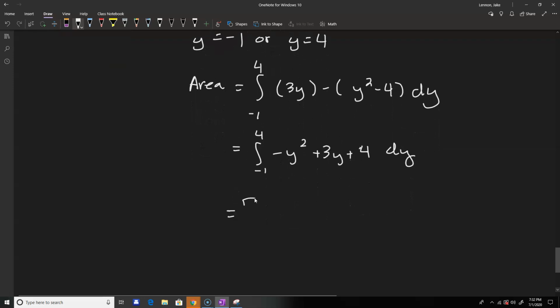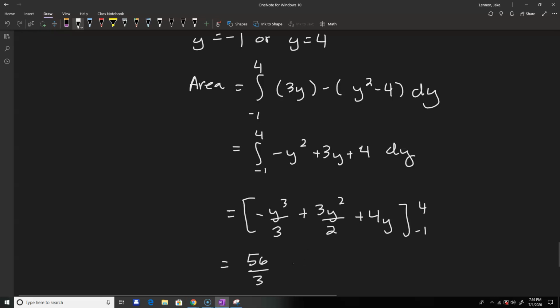So we're getting minus y cubed over 3 plus 3y squared over 2 plus 4y from -1 to 4. So we want to plug those numbers in. So this comes out to 56 over 3, and then plus 13 over 6, which is, well, this one actually asks for a decimal answer, so you can respond to 2 places. This is about 20.83. So that's it for this one.